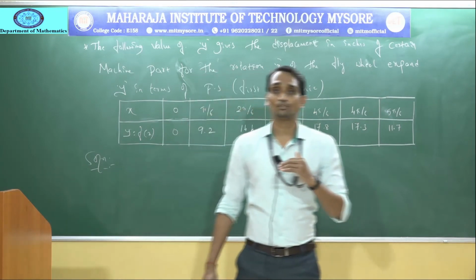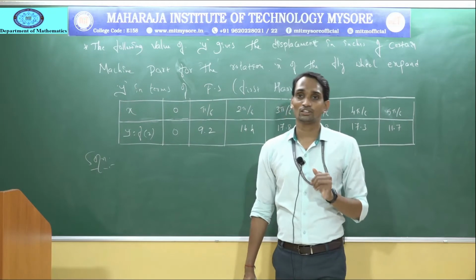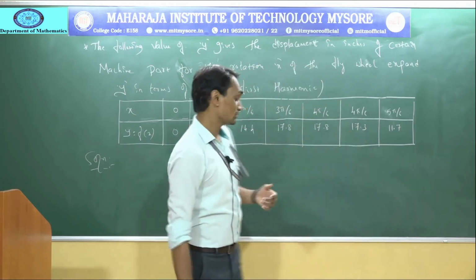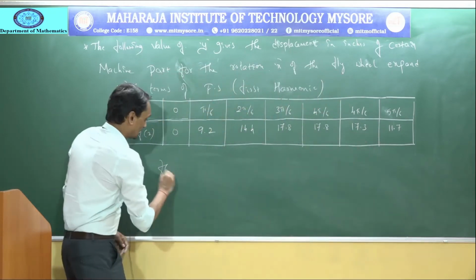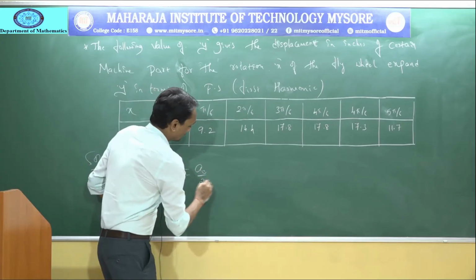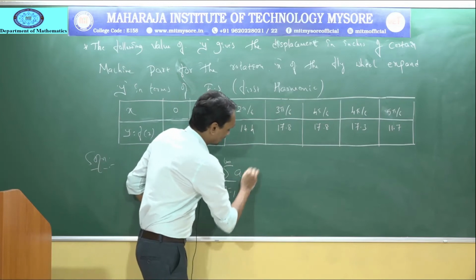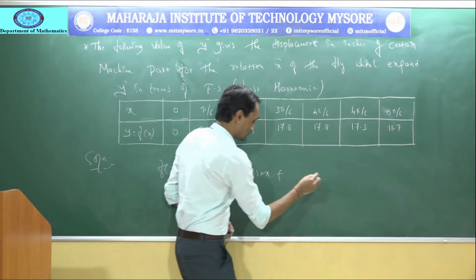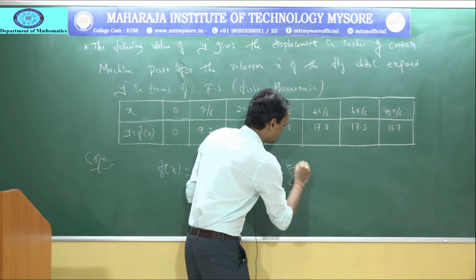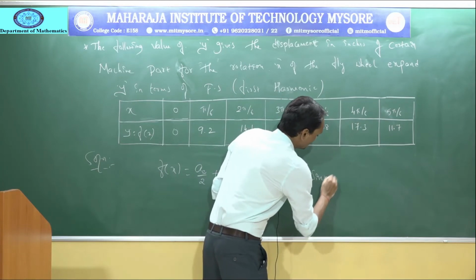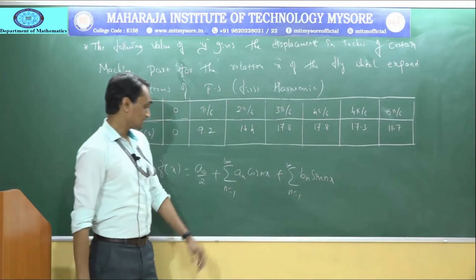Directly I will write the formula for first harmonic analysis. In the first harmonic analysis, just go on calculating the values we require. F of x equal to a naught by 2 plus summation from n equal to 1 to infinity a n into cos nx plus summation from n equal to 1 to infinity b n into sin nx. First I will write the general formula.